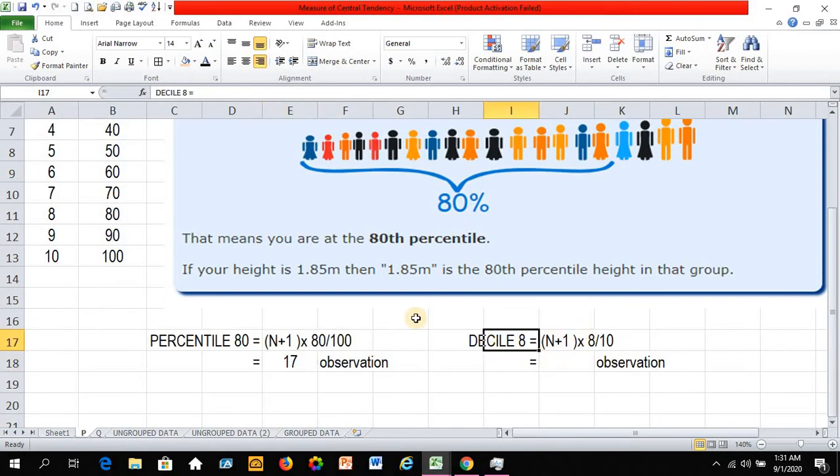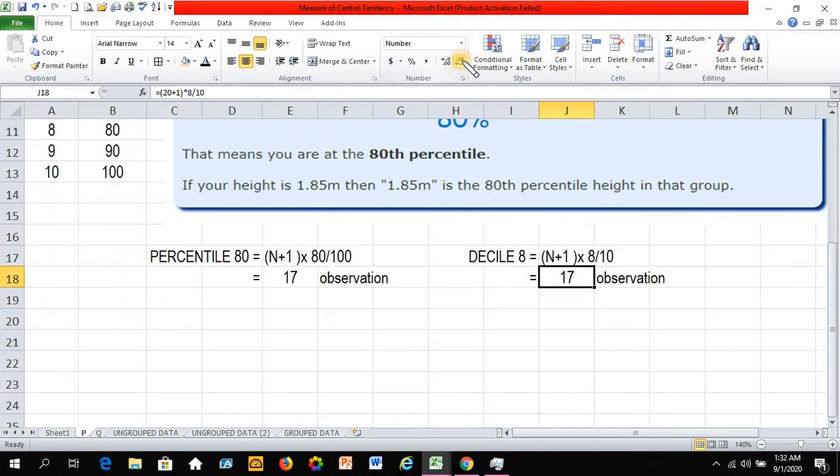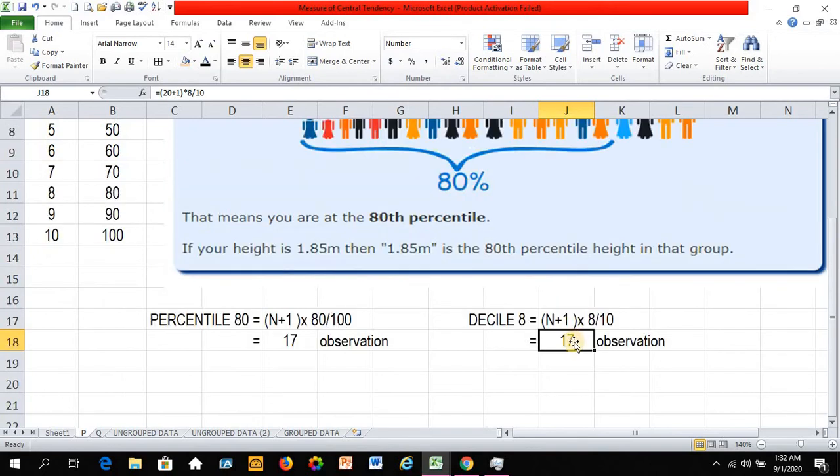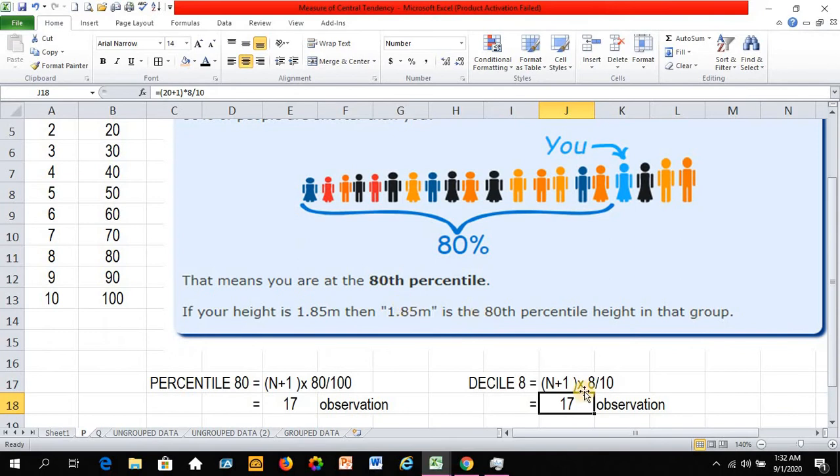So, pag nagbilang ako, magsisimula ako rito. 1, 2, 3, 4, 5, 6, 7, 8, 9, 10, 11, 12, 13, 14, 15, 16, 17. Ikaw yung pang 17. So, therefore, ikaw yung 80th percentile. Ganon din kapag decile 8, since parehas sila, 8 ito, tapos decile is 10. So, 8 over 10. Gagamitin natin yung formula that equals, open parenthesis, 20 yung number ng ating observation, plus 1, close parenthesis, times 8, forward slash 10. Parehas lang na 16.8. Pero again, dahil integral yung pinag-uusapan natin, so dapat buo. Magiging 17 yan. Kaya nira-round off natin.